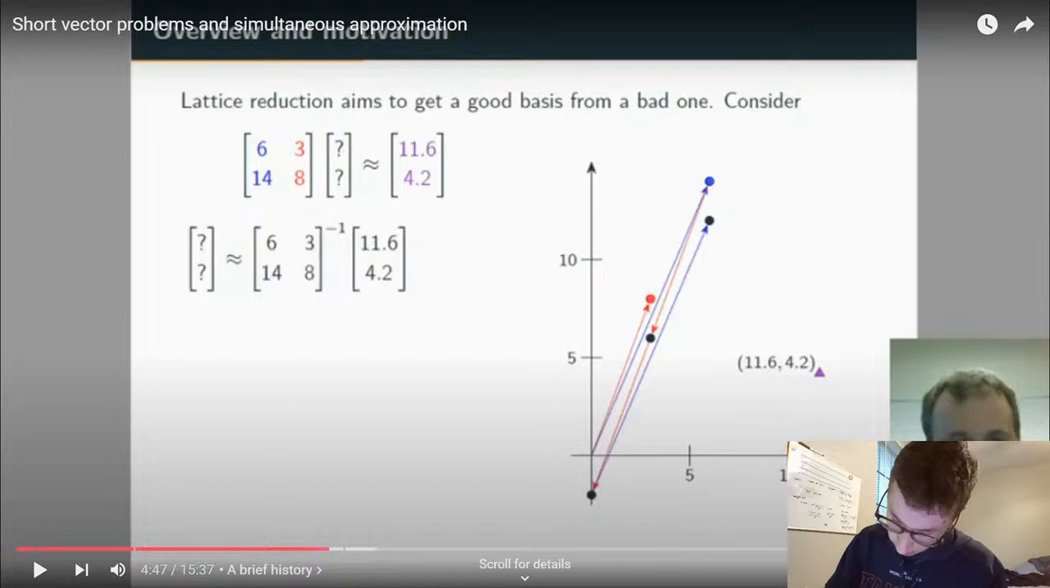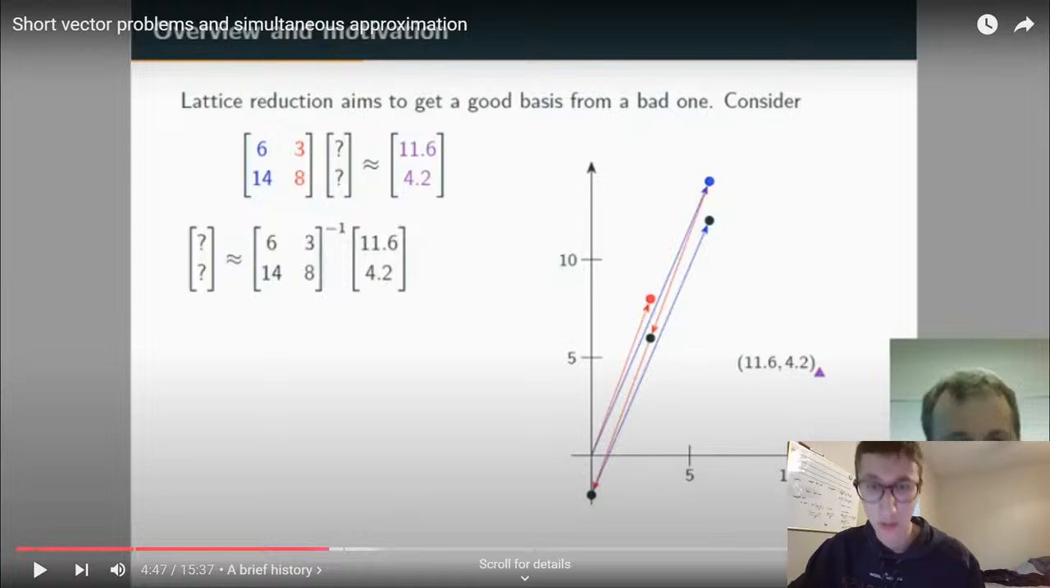So I guess it's just saying you have a lattice basis and you want to approximate some non-lattice point with your lattice point. So in this case, you can draw 11.6 out just like he drew it here. 11.6 comma 4.2 is somewhere right there.